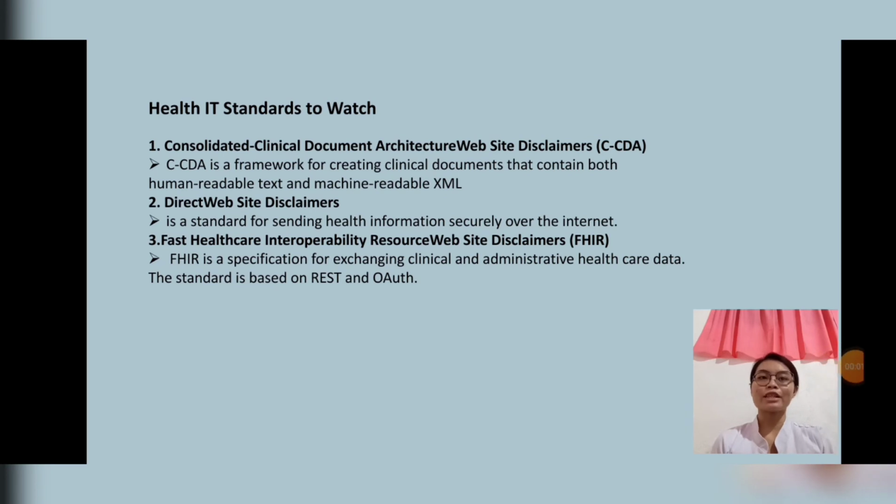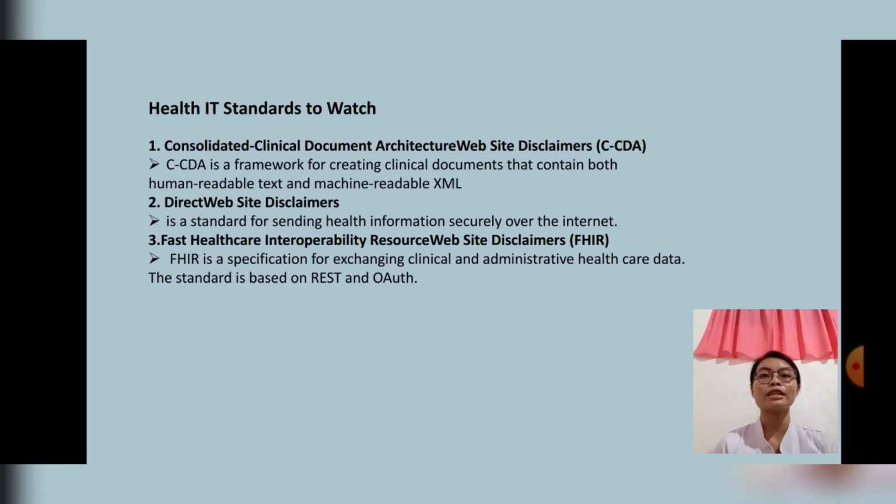Health IT standards to watch. First is the Consolidated Clinical Document Architecture, or CCDA. CCDA is a framework for creating clinical documents that contain both human-readable text and machine-readable XML. Second is Direct, a standard for sending health information securely over the internet. Third is the Fast Healthcare Interoperability Resources, or FHIR. FHIR is a specification for exchanging clinical and administrative healthcare data.